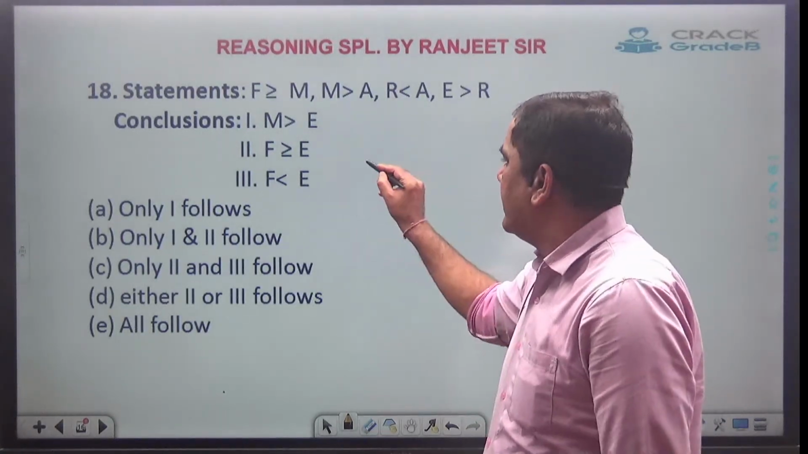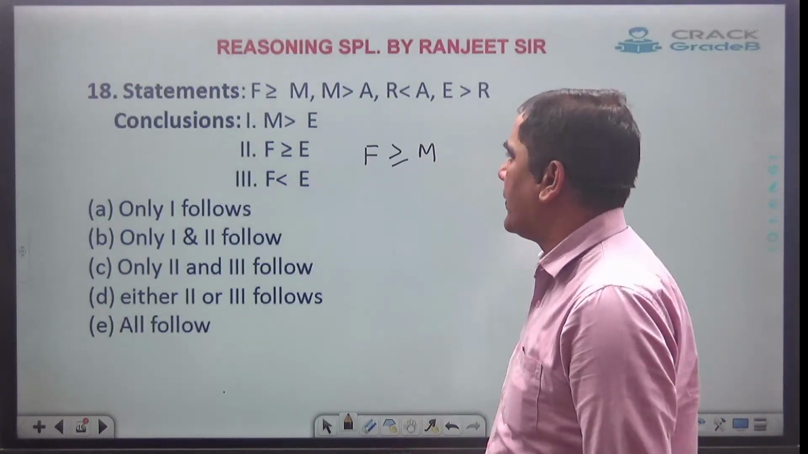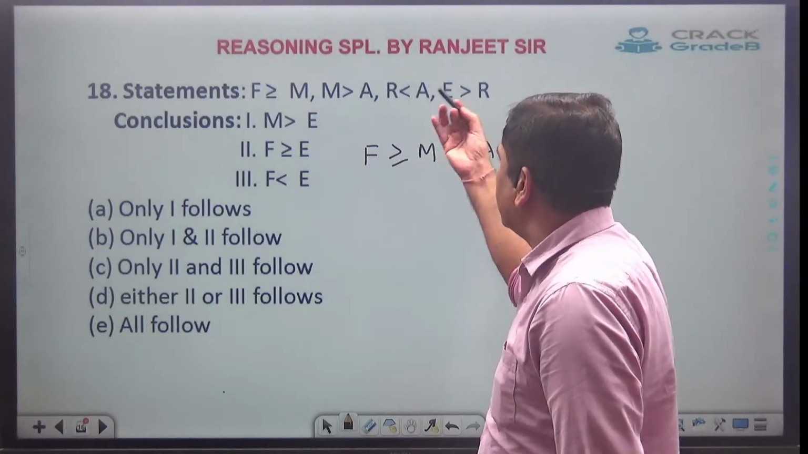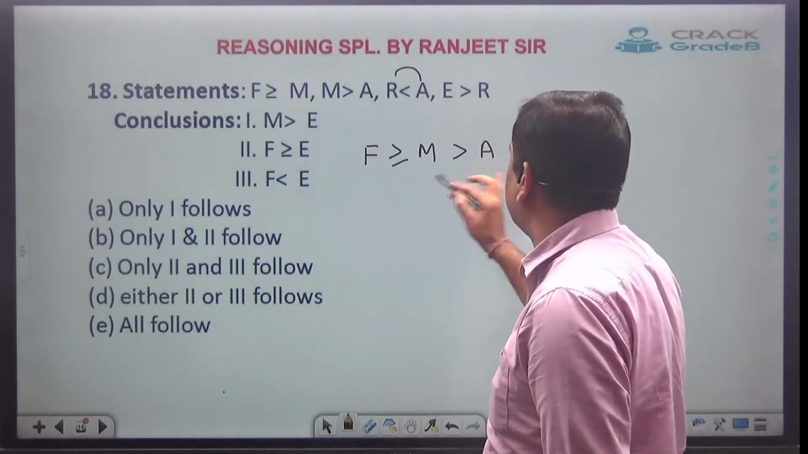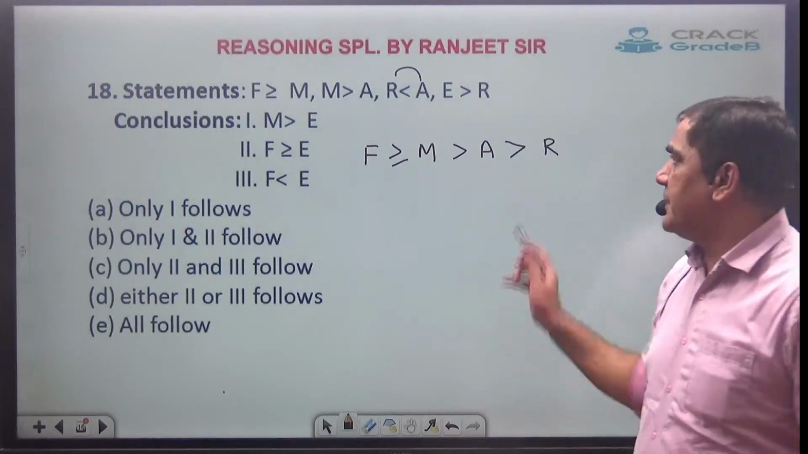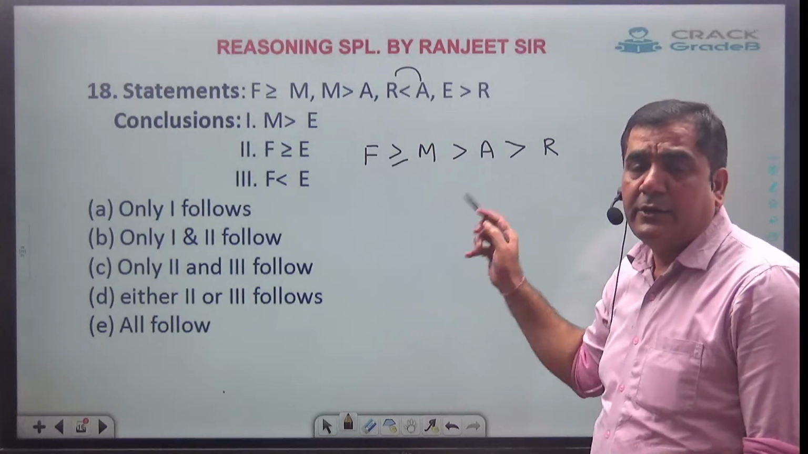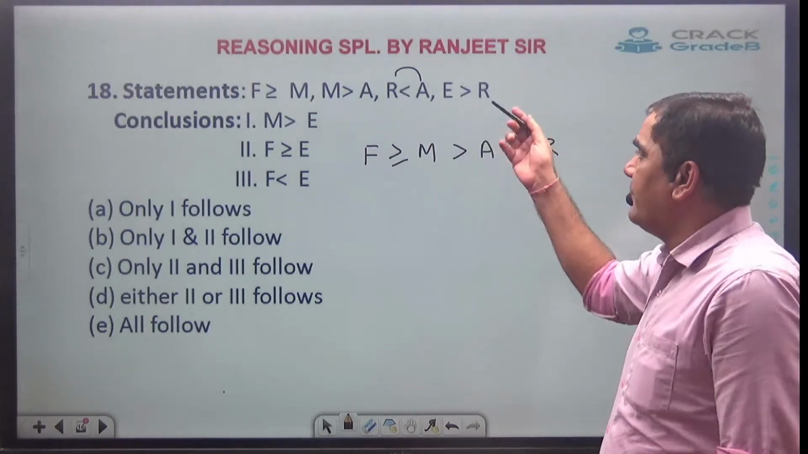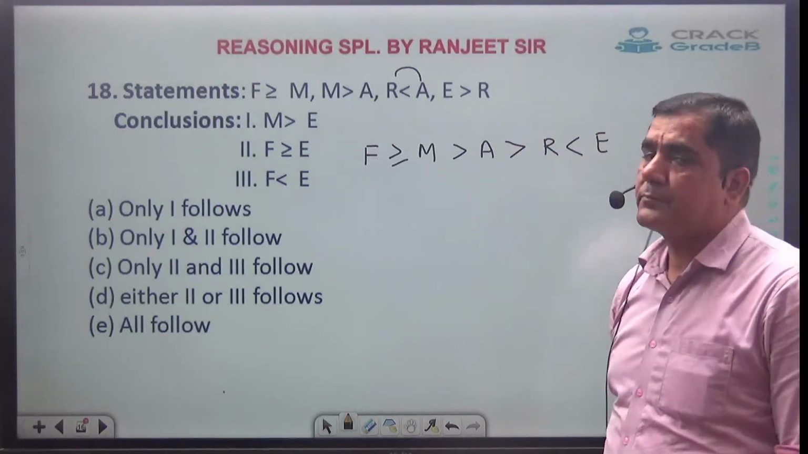So let's combine. We have the relation between F and M, and the face is towards F, or equal to. Then M adjacent will be A, face is towards M. Then A adjacent will be R, face is towards A. That's why you always have to see the face. Here they have given the symbol to be smaller than, but here it becomes greater than. So don't say smaller than or greater than. Always see the face. And then R adjacent will be E. The face is towards E. Clear?